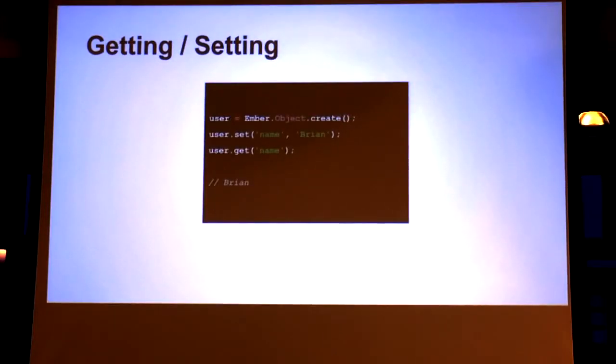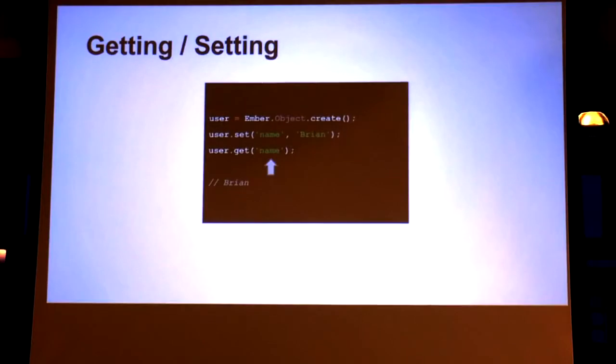Getting and setting in an object. Instead of doing person.name equals this and person.name in order to set and get on the object, we're going to use actual set and get methods. If you've done Backbone before, this should look somewhat familiar. The reason for that is internally, Ember is doing some additional stuff beyond just setting the value and getting the value, especially when you start getting to longer path names. So here we just see a simple demonstration, setting the name to a value, and then I'm getting it.